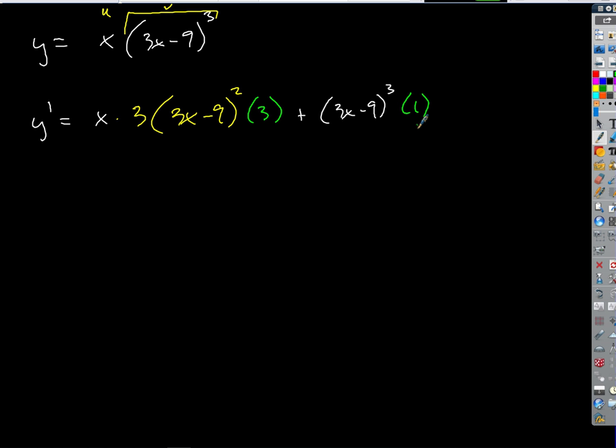Okay, so all we got to do now is just factor out our like base. If I were to clean this up, does everybody agree this first term would just be a 9x times 3x minus 9 squared plus 3x minus 9 cubed. So I've got like bases here of 3x minus 9, so I could factor out a 3x minus 9 squared, right? Everybody good with that?